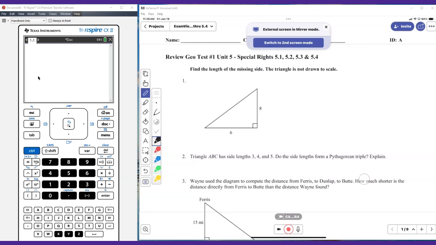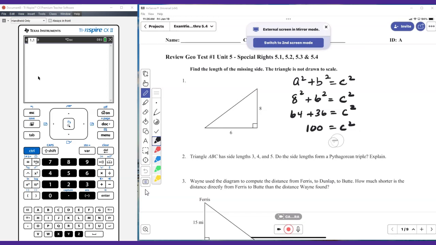We know that we're going to have to use the Pythagorean theorem, which is a squared plus b squared equals c squared. This will be 8 squared plus 6 squared equals c squared. So we have 64, which is 8 times 8, and 36, which is 6 times 6, equals c squared. So we have 100 equals c squared, and so the value of c, you have to get the square root of both sides. So c will be 10. So this distance right here is 10.